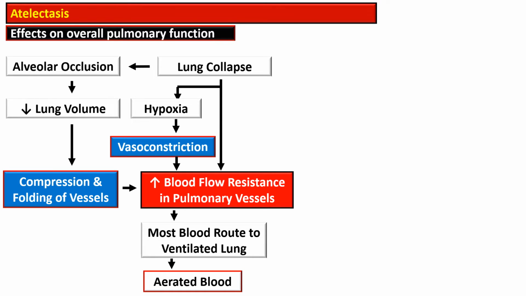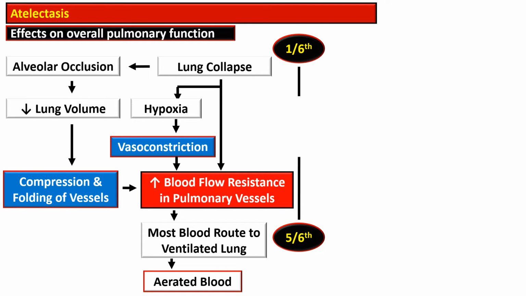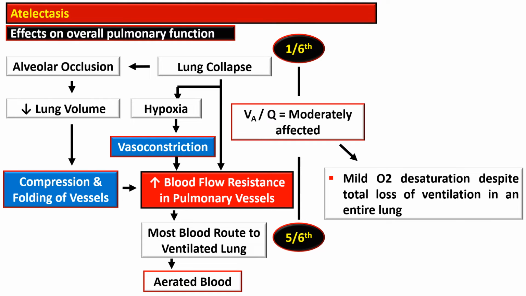So this blood that is diverted is now aerated blood. As a result, 5/6 of the blood is aerated, while only 1/6 of the blood goes to the collapsed lung. So the ventilation perfusion ratio is only moderately affected, and despite the collapse of the whole lung, there is mild aortic oxygen desaturation.